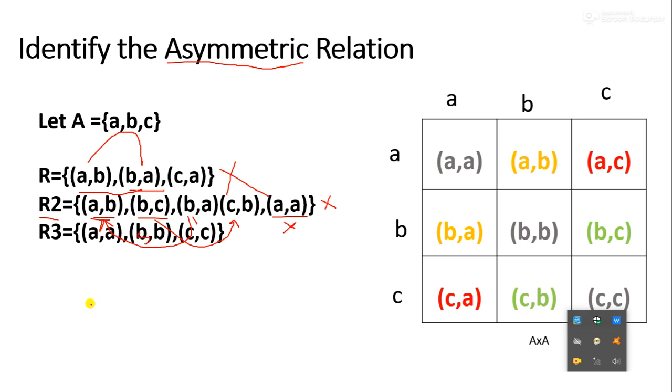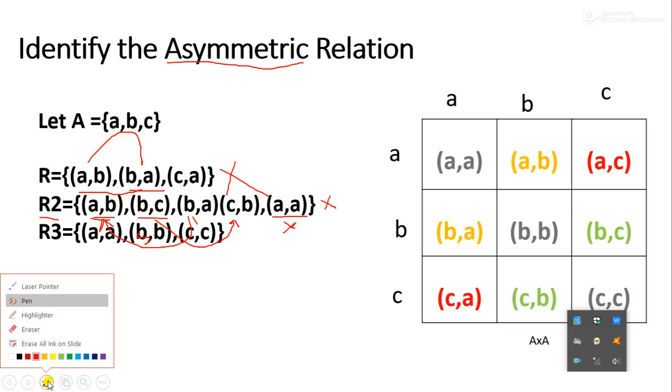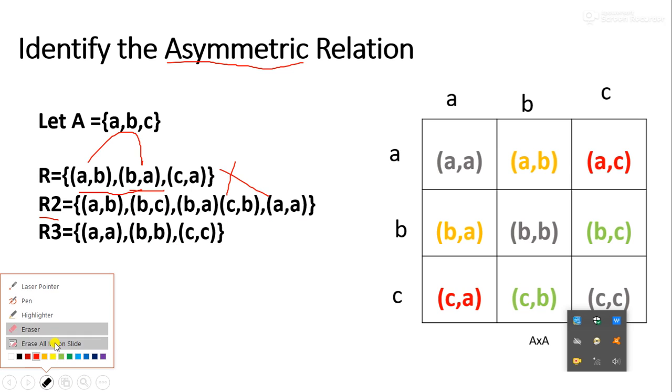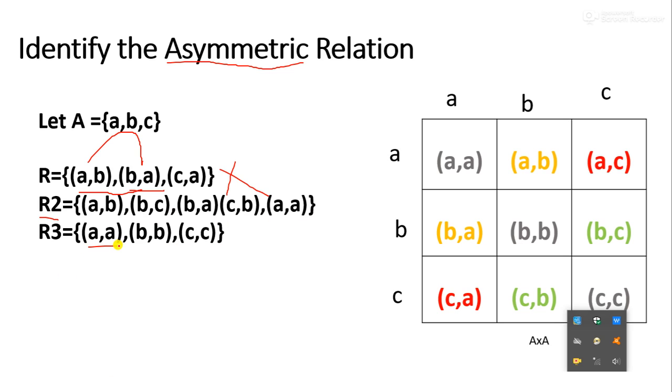Here we have another relation. First let me erase the content I have written just now. So here in R3 we have AA. This is a diagonal pair. In an asymmetric relation we don't need to include diagonal elements, and we have BB, so we don't need to include this element either. By checking the first condition we can say that this relation is not an asymmetric relation because it contains diagonal elements.